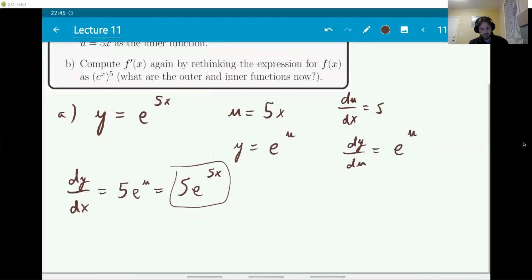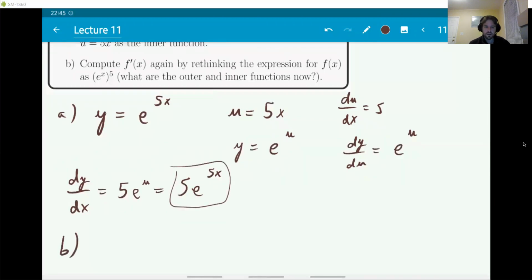The point of this question now is to show you that sometimes you have more than one choice for what's the inner and the outer function. In this case, they're saying compute f prime again by rethinking the expression as e to the x to the 5.